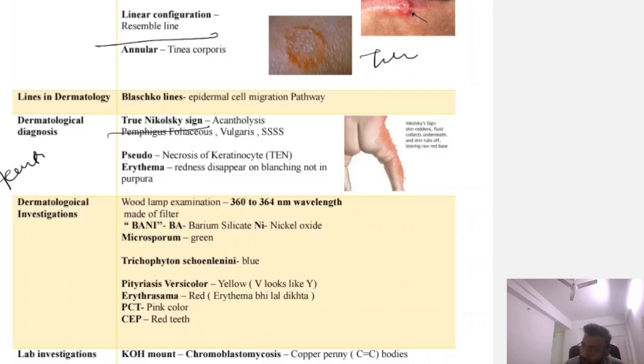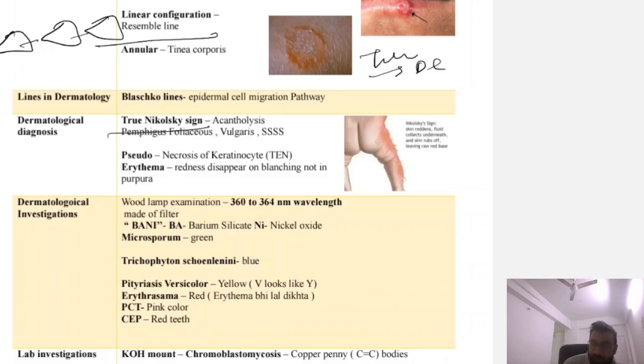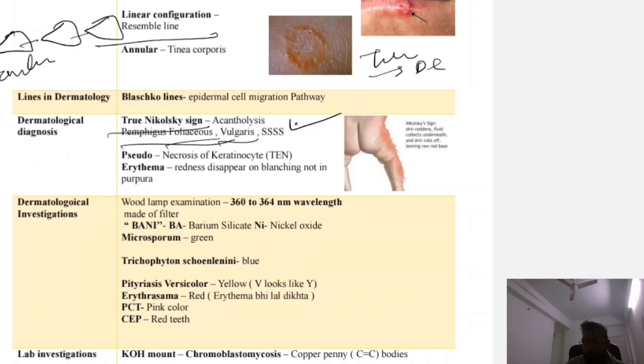So what is acantholysis? Keratinocytes are connected by desmosome. I have already explained to you, these are the various keratinocytes. These are connected by desmosome. So if autoantibody is formed against the desmosome, these keratinocytes disintegrate, and this is known as acantholysis. And so if you apply a tangential pressure, upper epidermis is separated from the lower epidermis. So it is present in pemphigus vulgaris, foliaceus, and staphylococcal scalded skin syndrome.